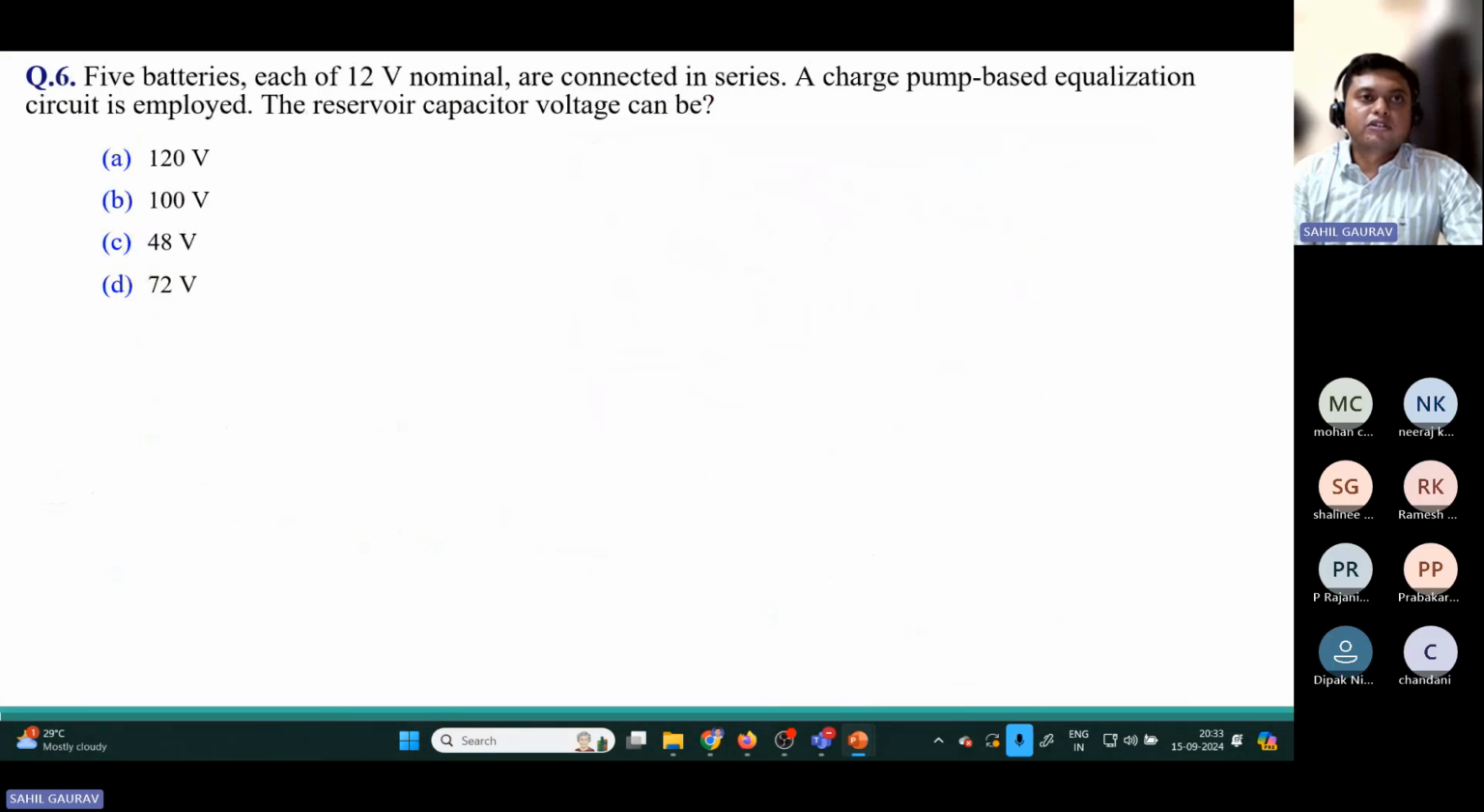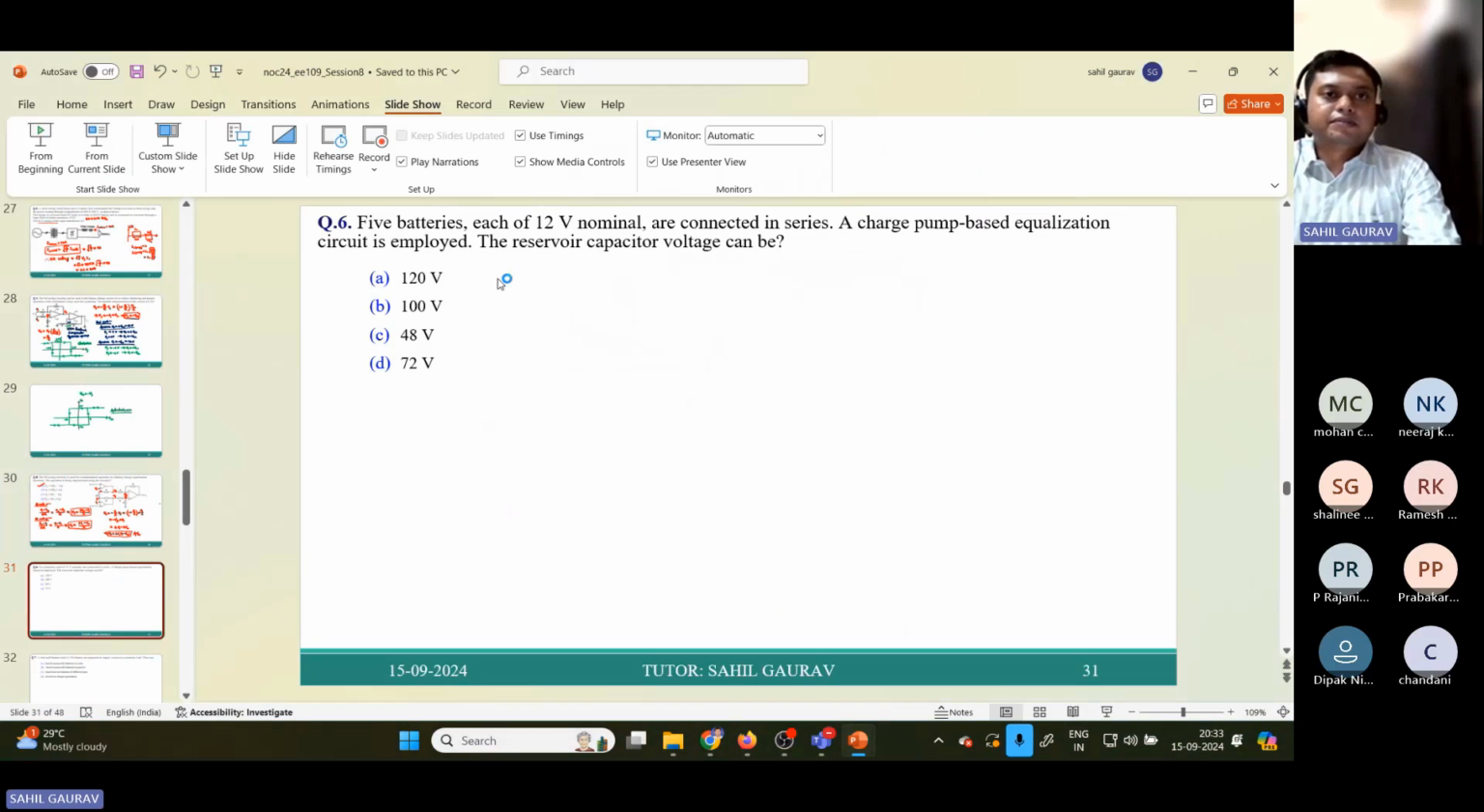Now let us see the next problem. Five batteries, each of 12-volt terminal, are connected in series. A charge pump based equalization circuit is employed. The reservoir capacitor voltage can be.